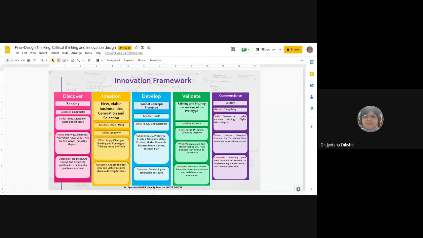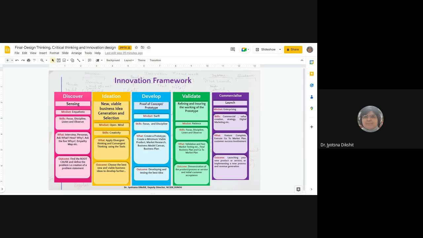In the discovery stage, basically, you sense various problems around you, in your society, in your state, in your country, around the globe. Now, these problems are more social in nature. They may be related to poverty, they may be related to environment.